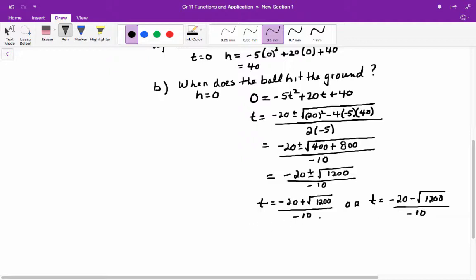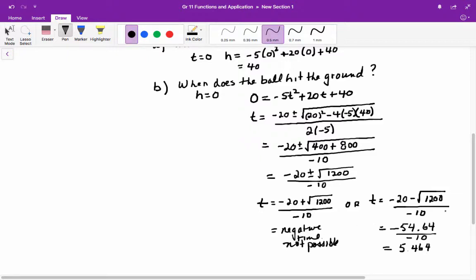If you were to work this one out, you would get a negative answer, a negative time, which is not possible. So we work with this one, negative 20. So when we work this out on the calculator, we get, in the numerator, negative 54.64 divided by negative 10, which is going to be 5.464.